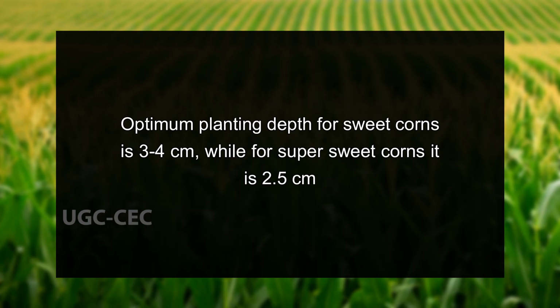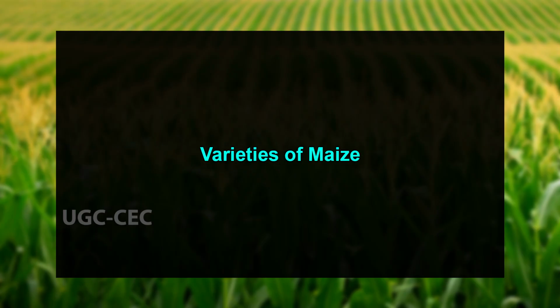The optimum depth of sowing is 7 to 8 centimeter in Kharif and 4 to 5 centimeter in Rabi. The optimum planting depth for sweet corns is 3 to 4 centimeter, while for super sweet corn it is 2.5 centimeter. A seedling per hill is optimum for all maize types. However, 2 seedlings per hill are optimum for baby corn. Now we shall talk about the varieties of maize.